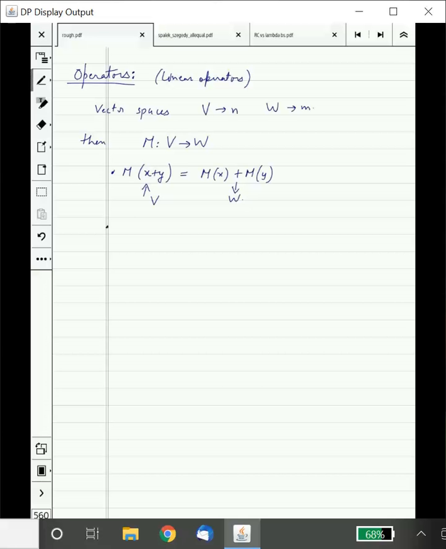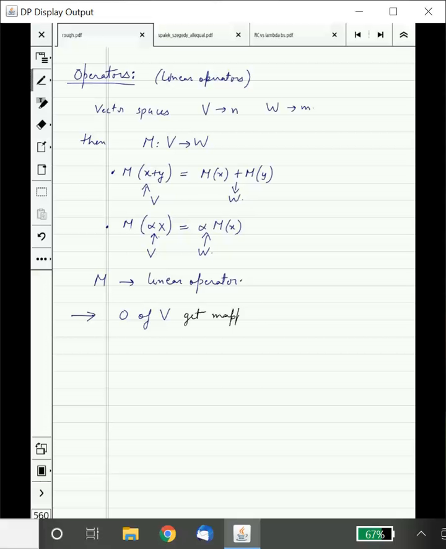On the other hand, if I have a scalar alpha, then the action of M on alpha x is the same as alpha M of x. Here the scalar multiplication is happening in V, and here the scalar multiplication is happening in W. If these two conditions are satisfied by an operator, then M is called a linear operator. But let's see what we can say about these linear operators M. First thing to notice is that the zero vector of V will get mapped to the zero vector of W.